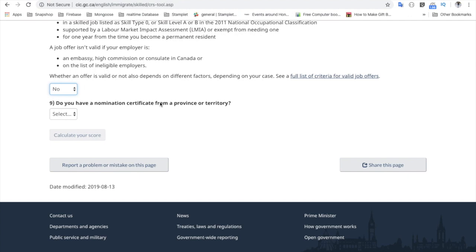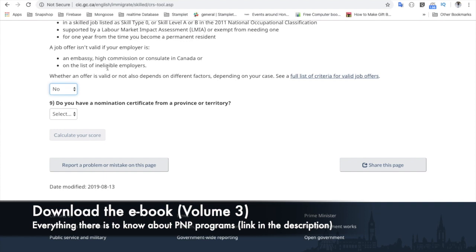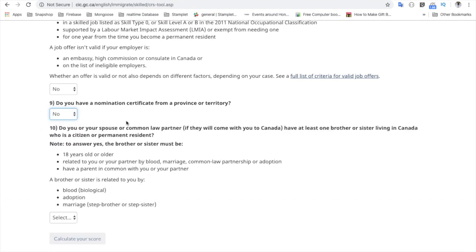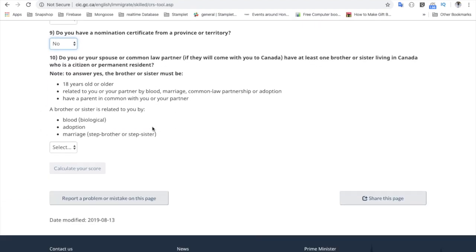Do you have a nomination certificate from province or territory? This is in case you have a PNP nomination. You actually get 600 points. So 1200 point total होते हैं, उसमें से 600 points सिर्फ nomination के होते हैं. If you have this, you are guaranteed an invitation in the next draw. If you don't, just select no from here. In our case, we did not have anything like that.